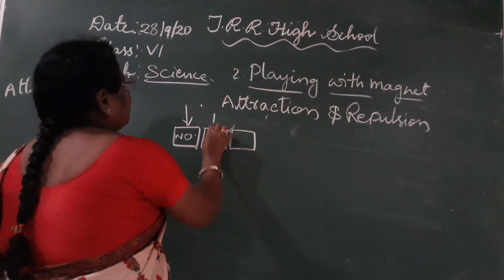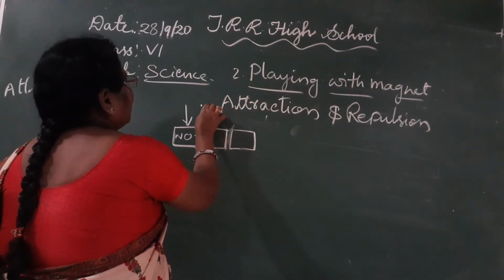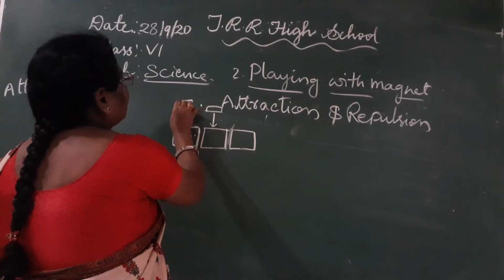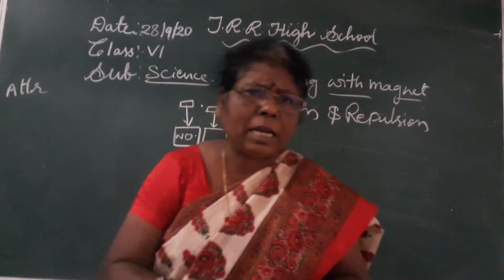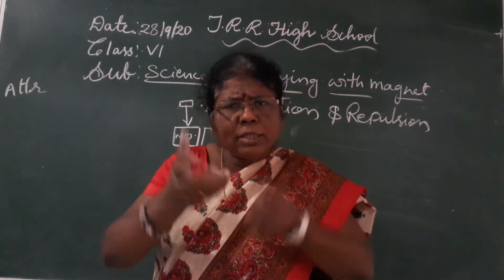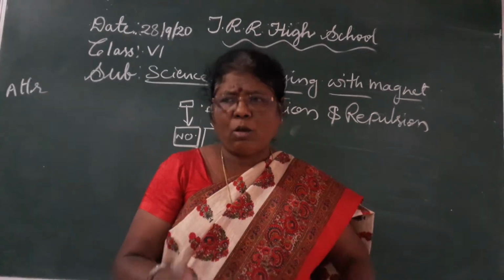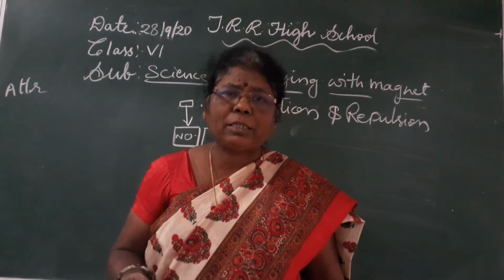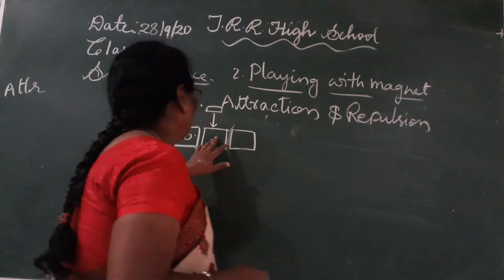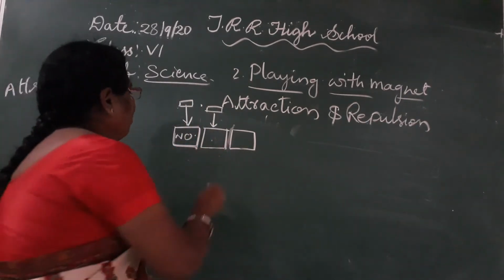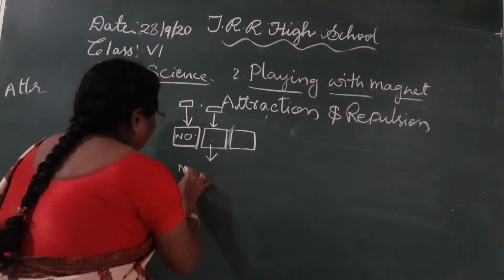Next, bring the bar magnet again to this block, on all the sides. From all the sides of the block, the object is attracted towards the magnet. So this block is a magnetic material.